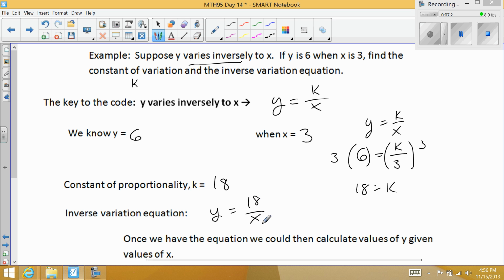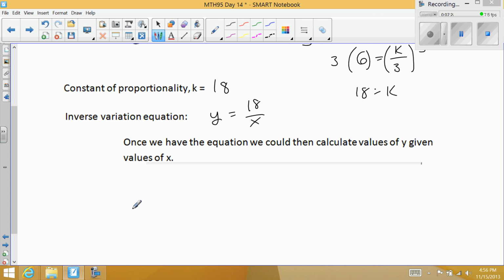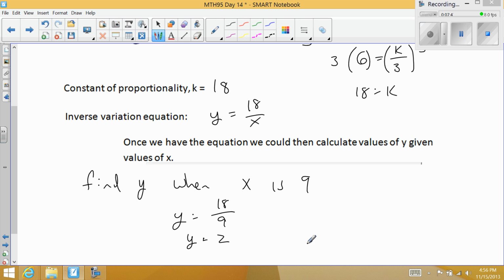Once we have the equation, we could then use it to calculate values of y given values of x. So we can take that a step further, find y when x is 9. And then we can say y is 18 divided by, letting x be 9, y would have to be 2 when x is 9. Y got smaller as x got larger because of the inverse variation.